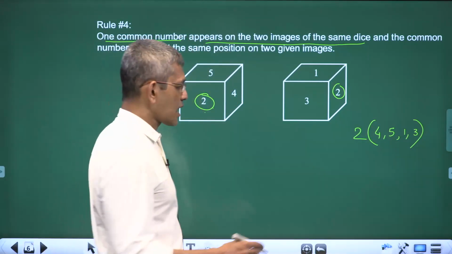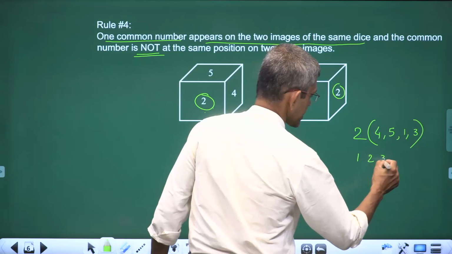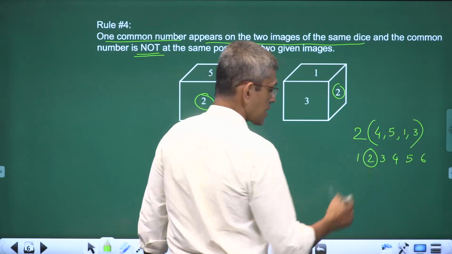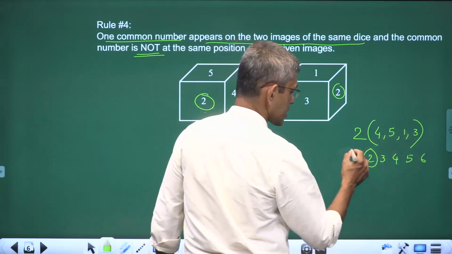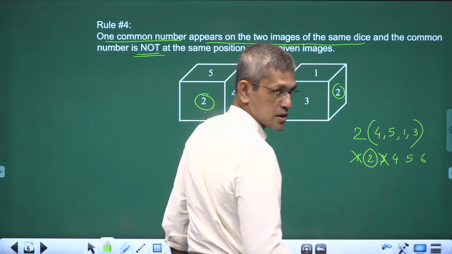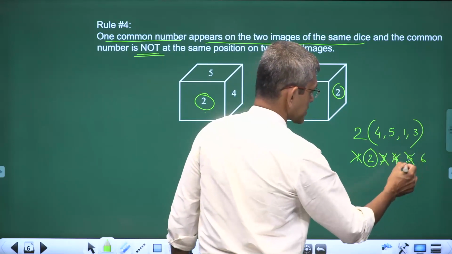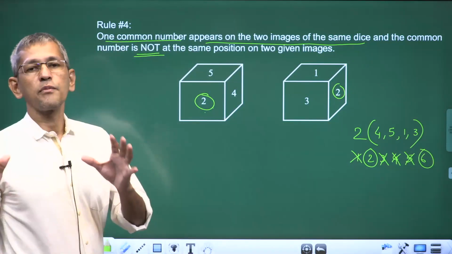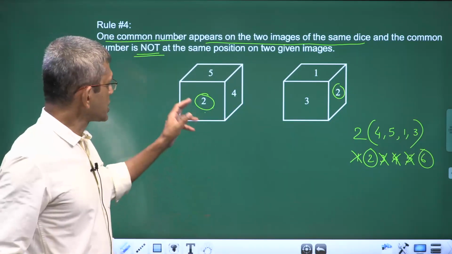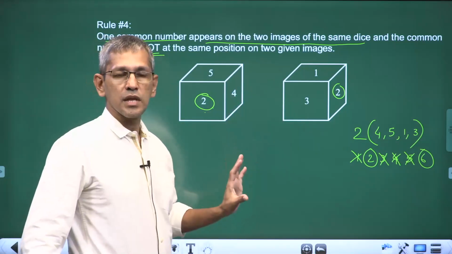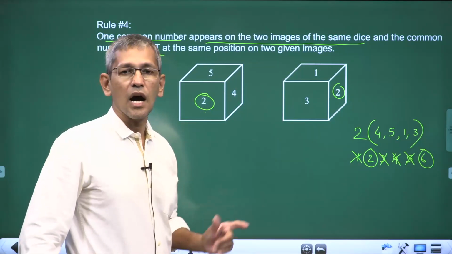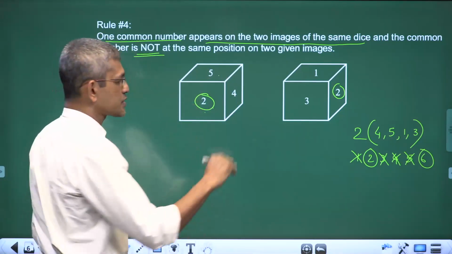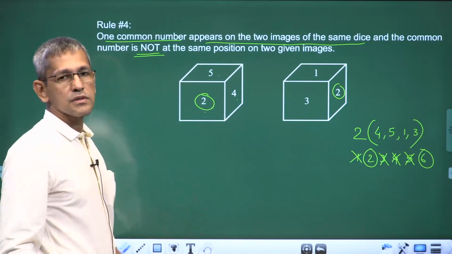So in total we have 6 numbers. Which are the numbers? 1, 2, 3, 4, 5 and 6. Here we are talking about 2. 2 cannot be opposite to 1, cannot be opposite to 3, cannot be opposite to 4 and cannot be opposite to 5. That means 2 must be opposite to 6. Right. So here we got that 2 is opposite to 6. That is perfectly alright. However, if they ask you to find out which number is opposite to 5 or which number is opposite to 4, how do you find that out?